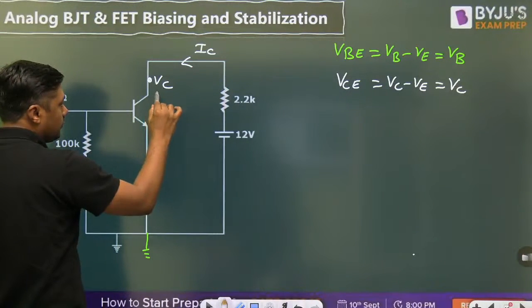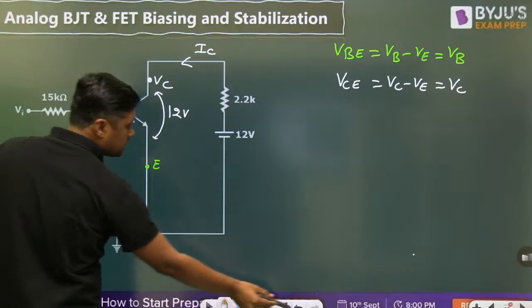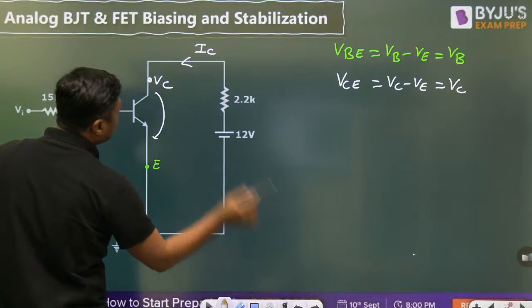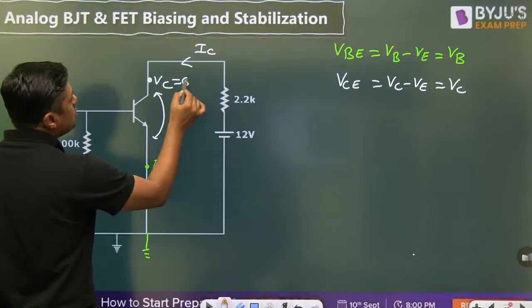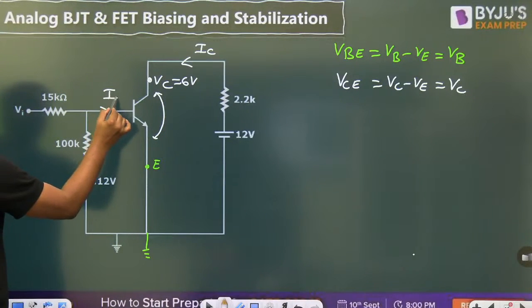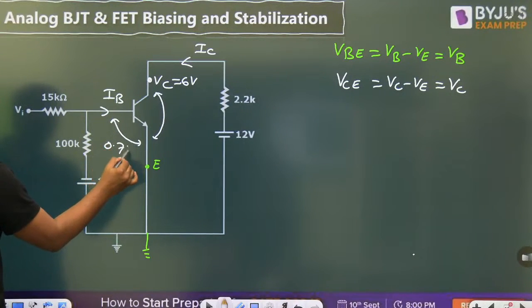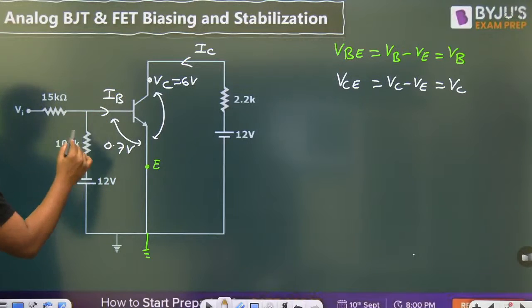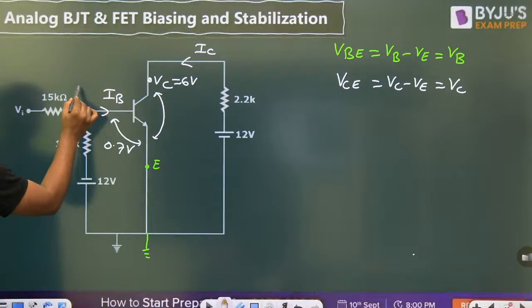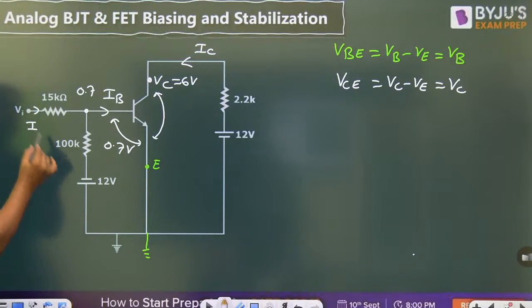Now, this voltage is what? 12 volt. 6 volt because it is in the middle of the Q point. And that's why this voltage is also 6 volt. IB. This voltage is 0.7 volt, VBE, and VBE is nothing but VB. That's why the voltage at this point is also 0.7 volt. Now I1, and that is the I2.